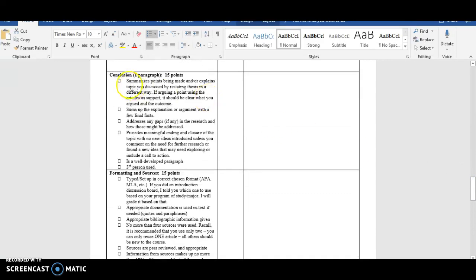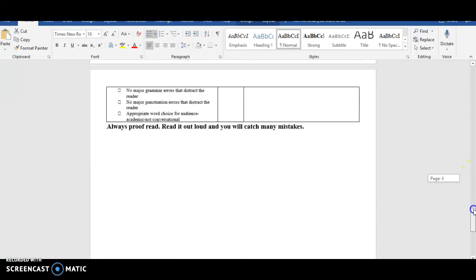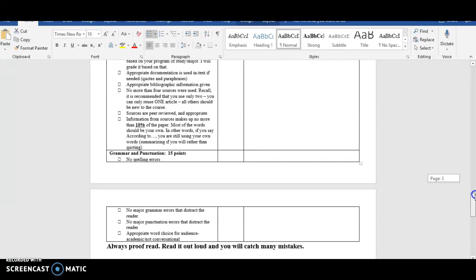So conclusion, I'm going to let you read that on your own. One of the big things is it provides a meaningful ending and closure to it. You could say things like, there's more research needed and things like that. The formatting and sources is kind of the same as always, and grammar and punctuation is too, so you can cover those on your own, as I did in the video. And here's a good rule: 10% only of quotes. That's a good rule to live by.